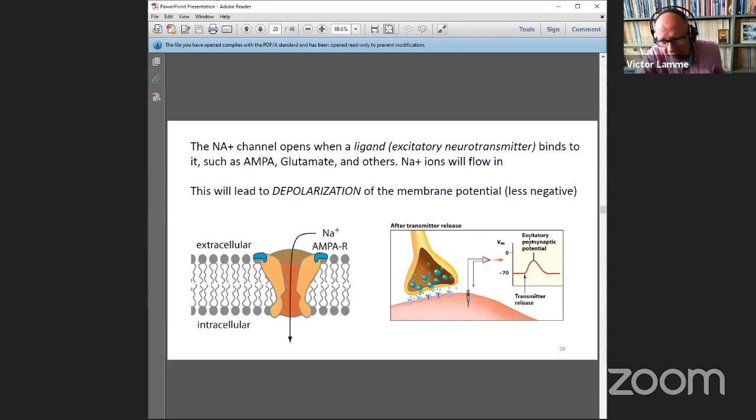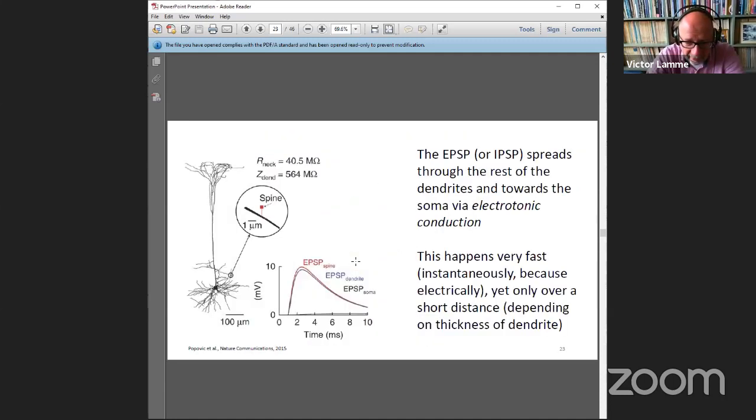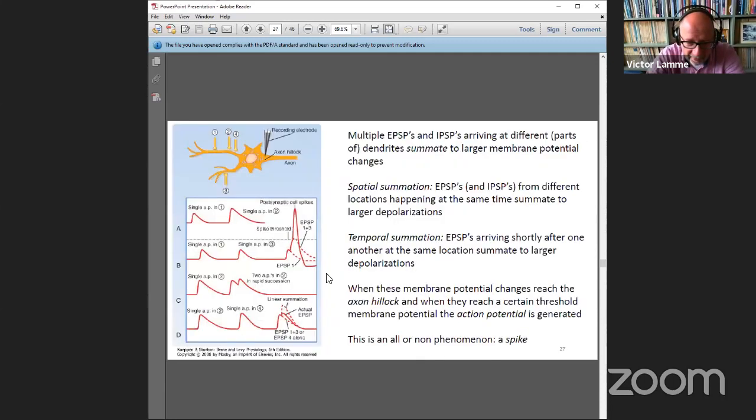And that's what's called the excitatory postsynaptic potential. Now, if it's just one synapse, of course, it will be a very tiny excitatory postsynaptic potential. But if it's more, these EPSPs then add up, which is what is shown here. So then these EPSPs will add up.